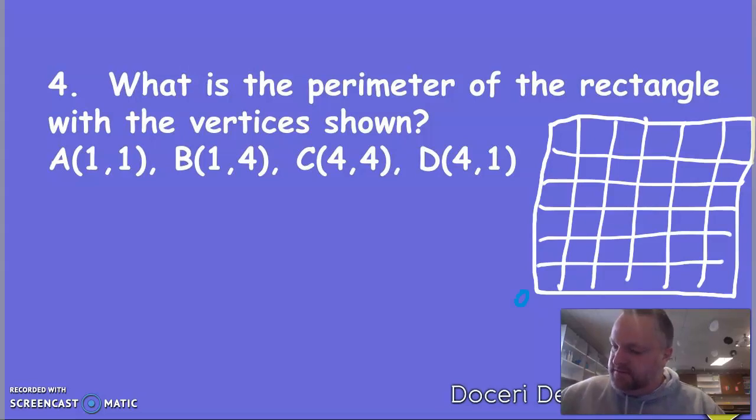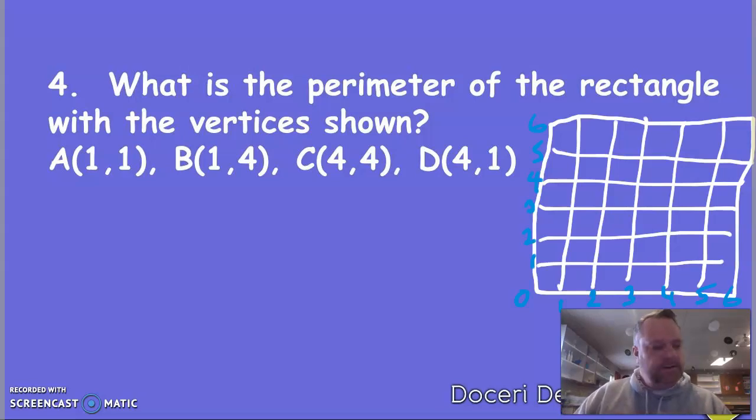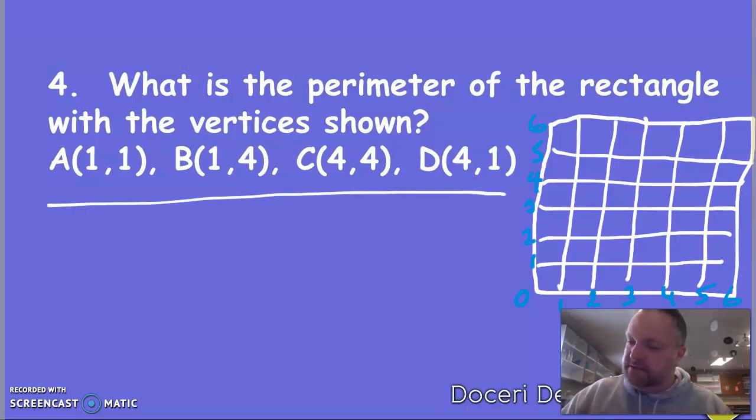So that's 0. That's 1, 2, 3, 4, 5, 6. 1, 2, 3, 4, 5, 6. Okay, now let me give you the points that they want us to use. We're going to be using these ones right here. Okay, so let's put some dots.